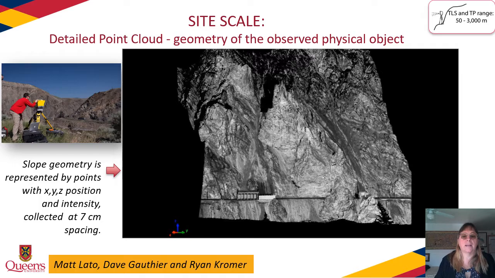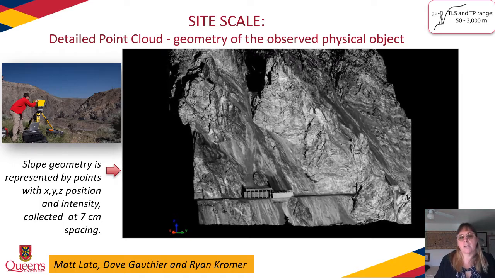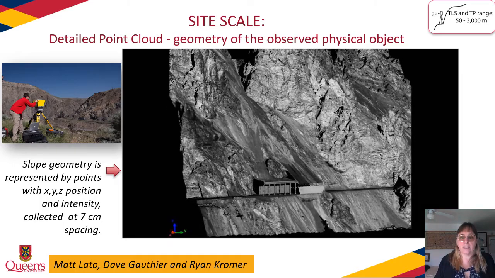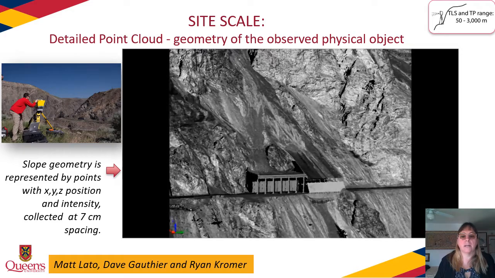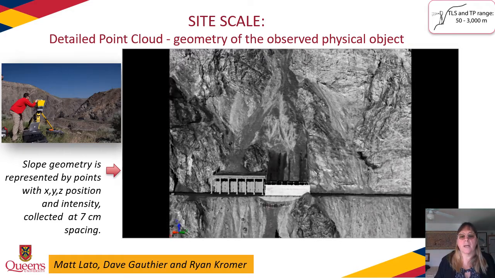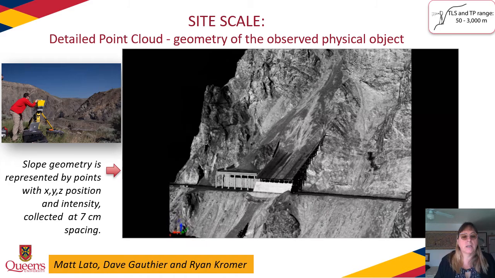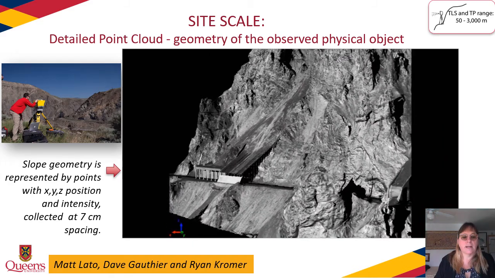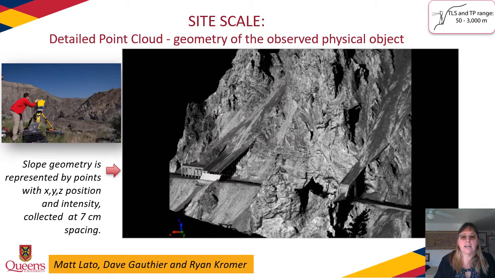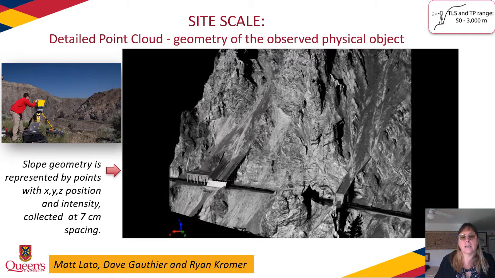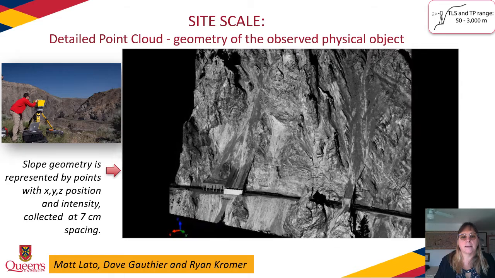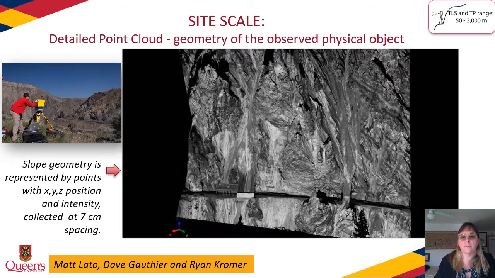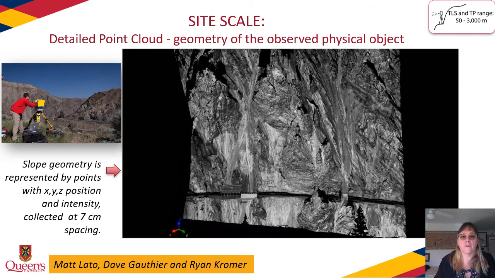Now we'll focus in at the site scale. So this is the case where we have, in this case, terrestrial LiDAR data taken from several hundred meters away across the valley from this slope. The slope geometry is represented by the points on this image that have X, Y, Z positions and intensity, and in this case the data is at about a 7 centimeter spacing. What you can see is a representation of the geometry of the observed physical object from this work.